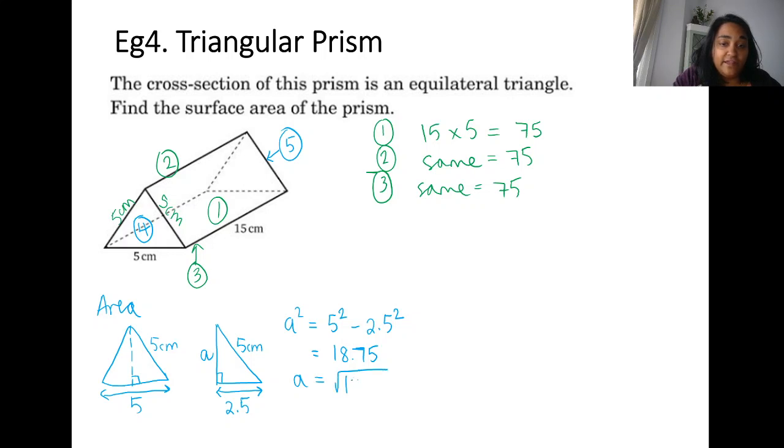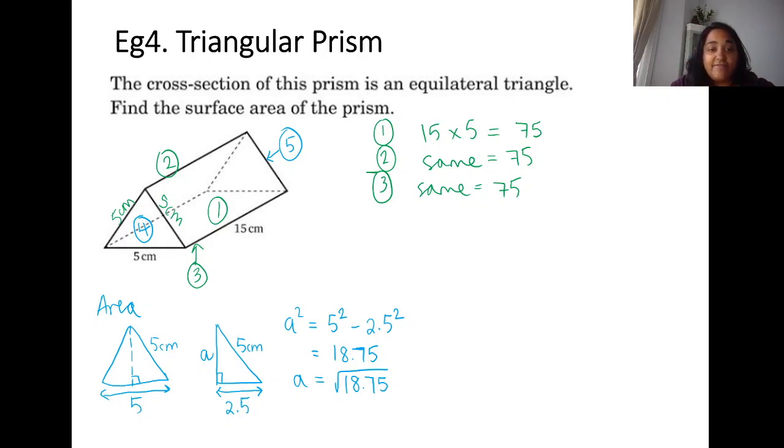I'm going to leave it as the square root of 18.75 so I don't lose any accuracy. I could write it as a decimal, but the moment I do that I have to round, and that means my accuracy will be lost. So I'm going to leave it as the square root of 18.75.